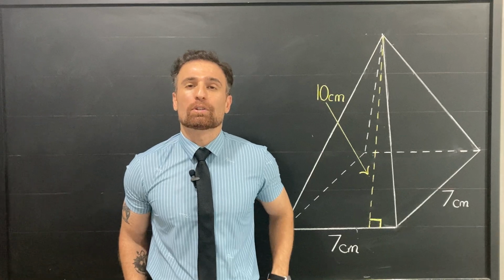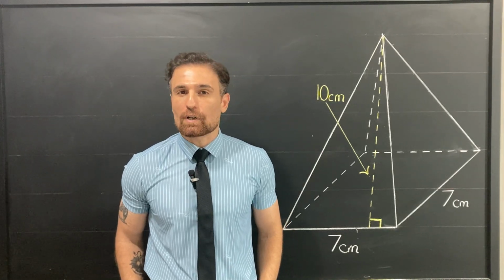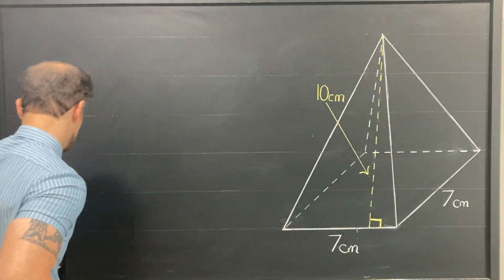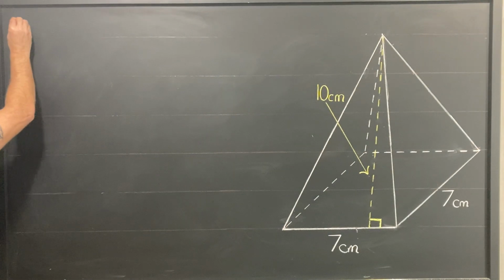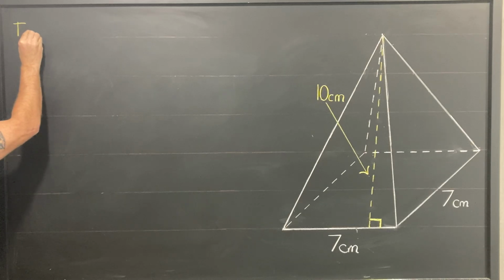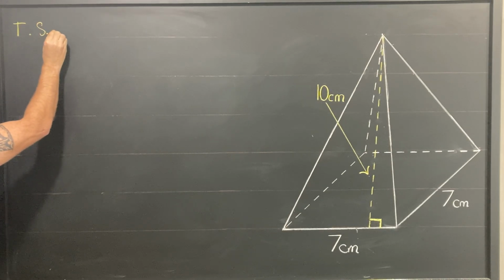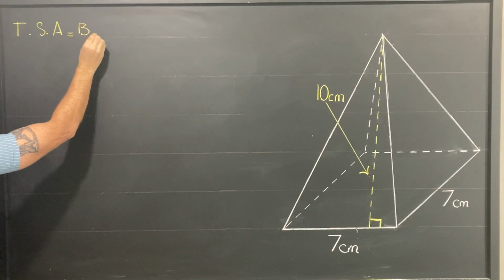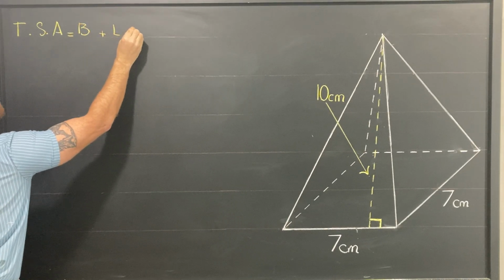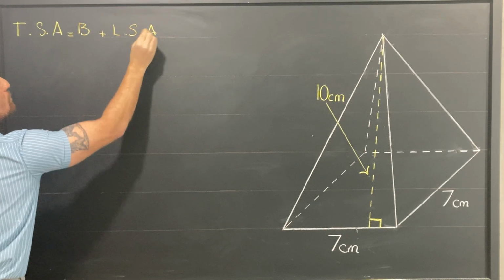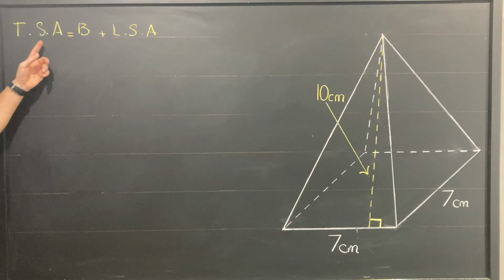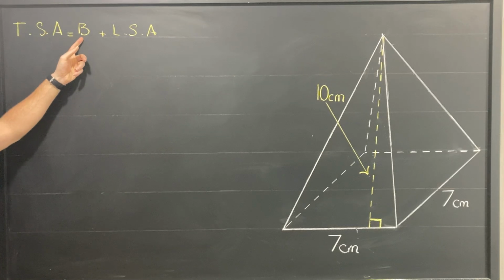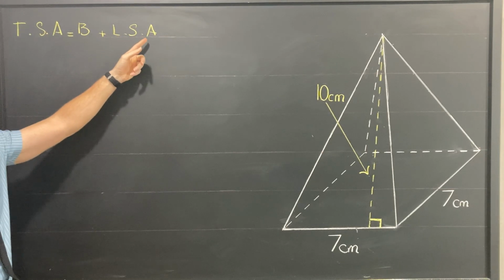In this video, I'm going to cover how to find the surface area of a pyramid. So let's write the formula. It says total surface area is the sum of the area of the base and the lateral surface area.